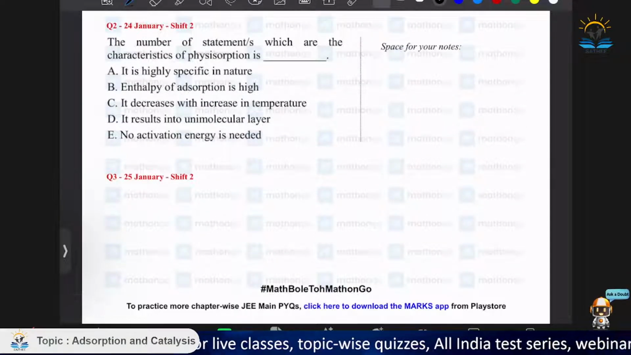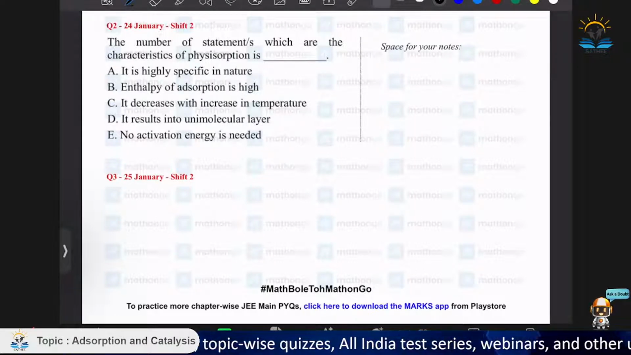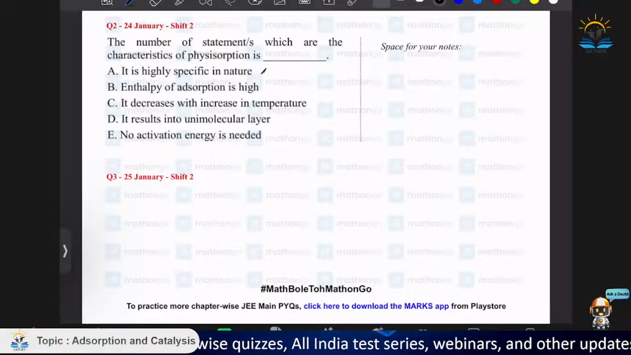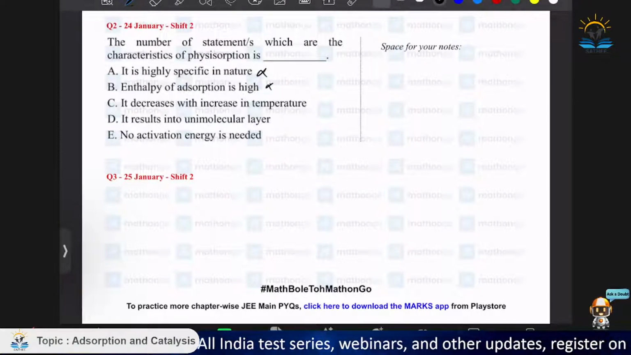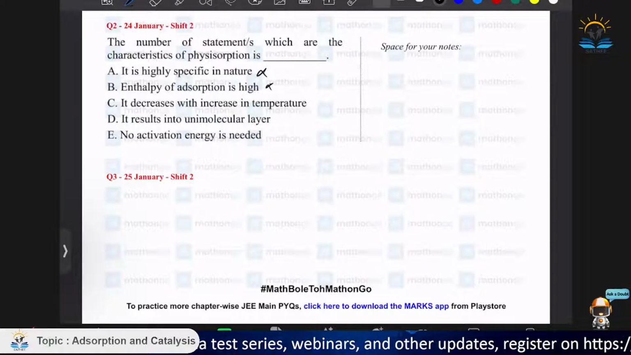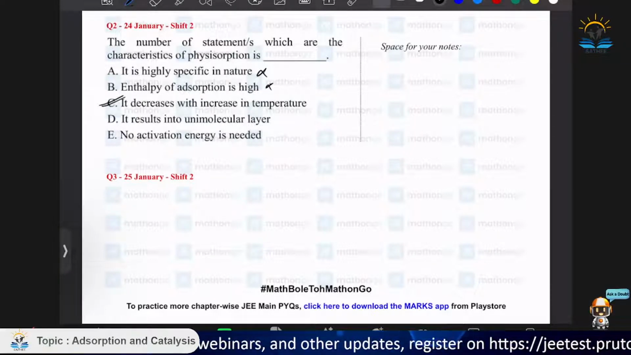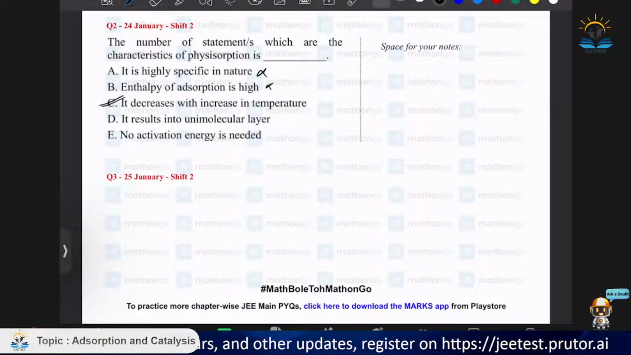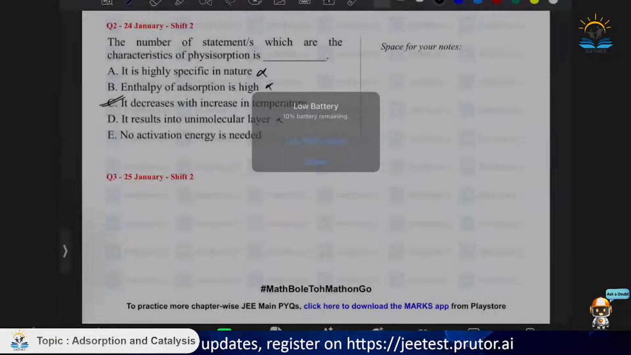Number of statements which are characteristics of physisorption are. It is highly specific. Physisorption is not specific. Enthalpy of adsorption is high. It is not high. It decreases with increase in temperature. Definitely, it is exothermic. So, if you increase temperature, less adsorption will happen. It results into unimolecular layer. No. No activation energy is needed. It is true.